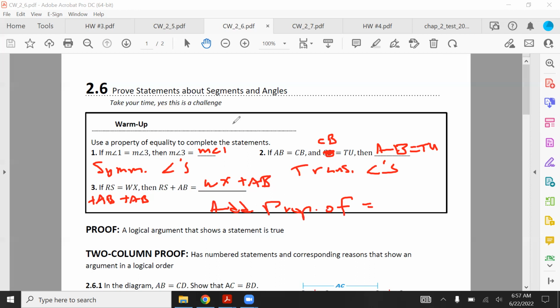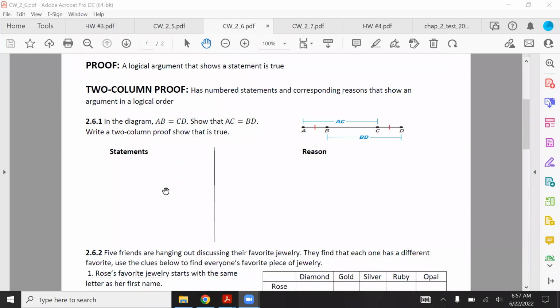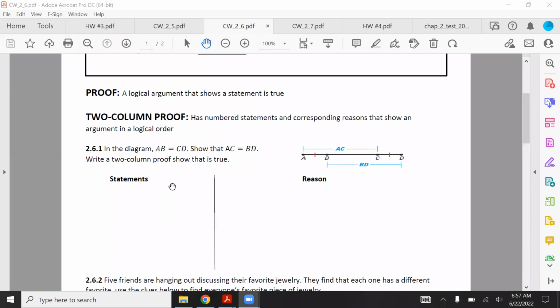Just some review from last time. A proof is a logical argument that shows a statement is true. So first we're going to talk it out, but then we're going to write a two-column proof where we have statements and reasons, just like we had in the 2.5 notes where we have these equations we're solving and we stated each step and then the reason for that step, like if we added something to both sides or subtracted a number from both sides. So let's talk this out first.